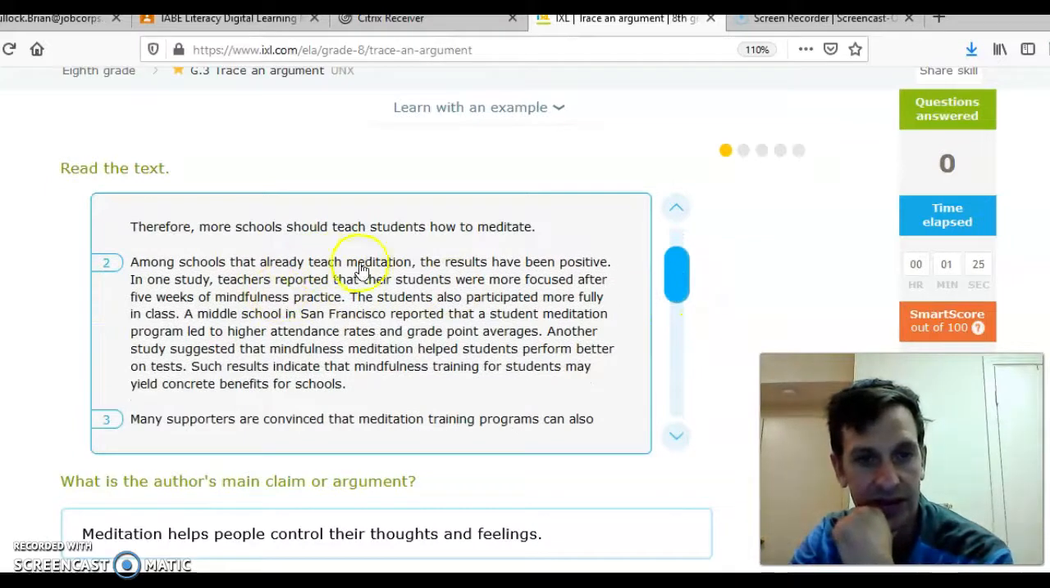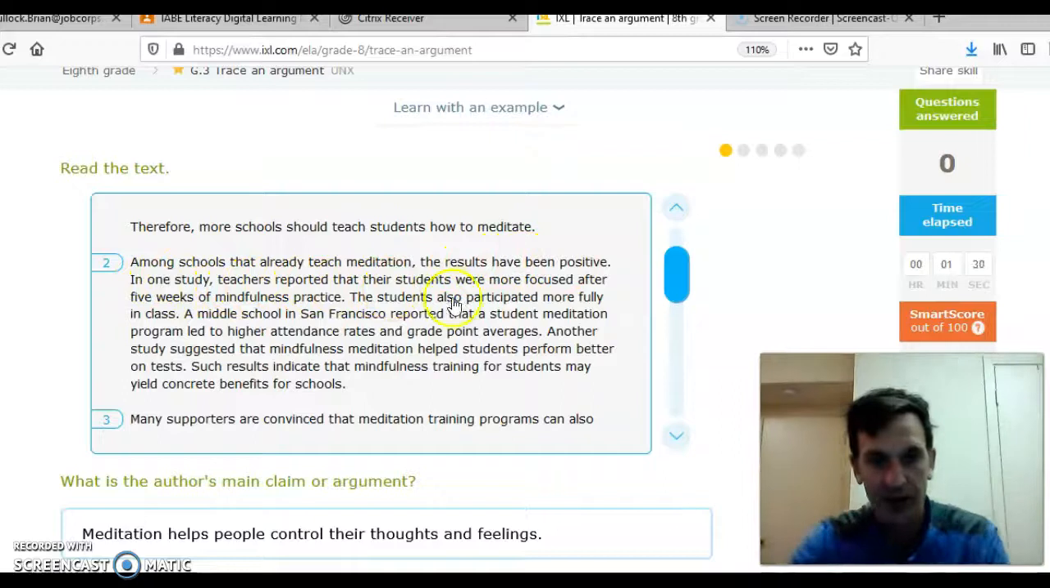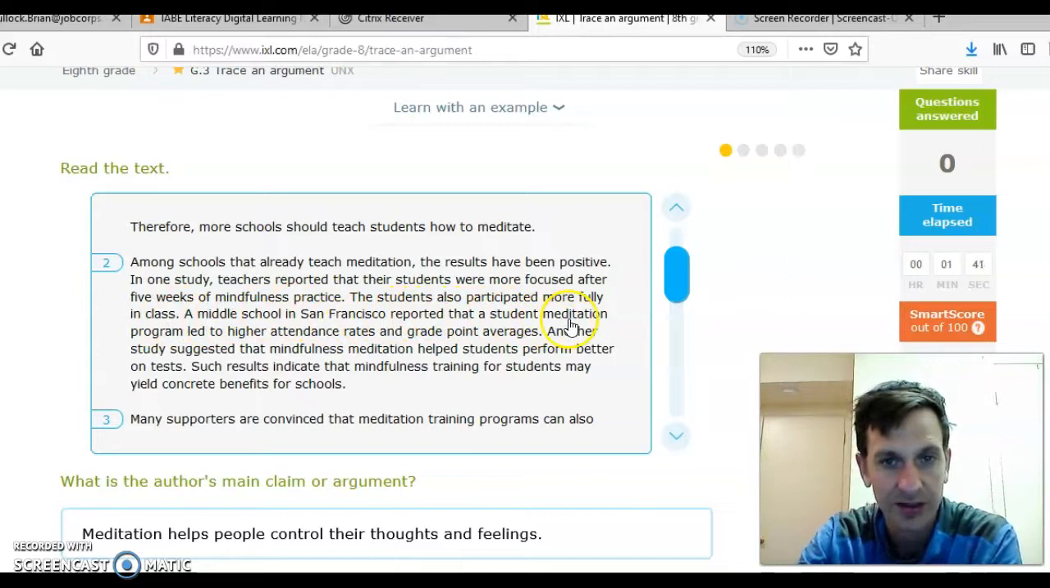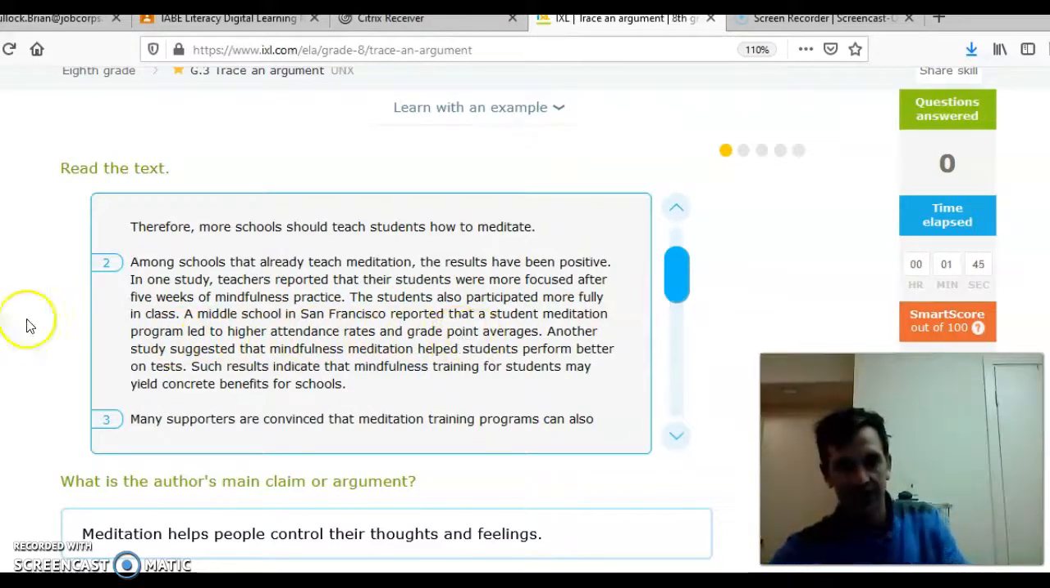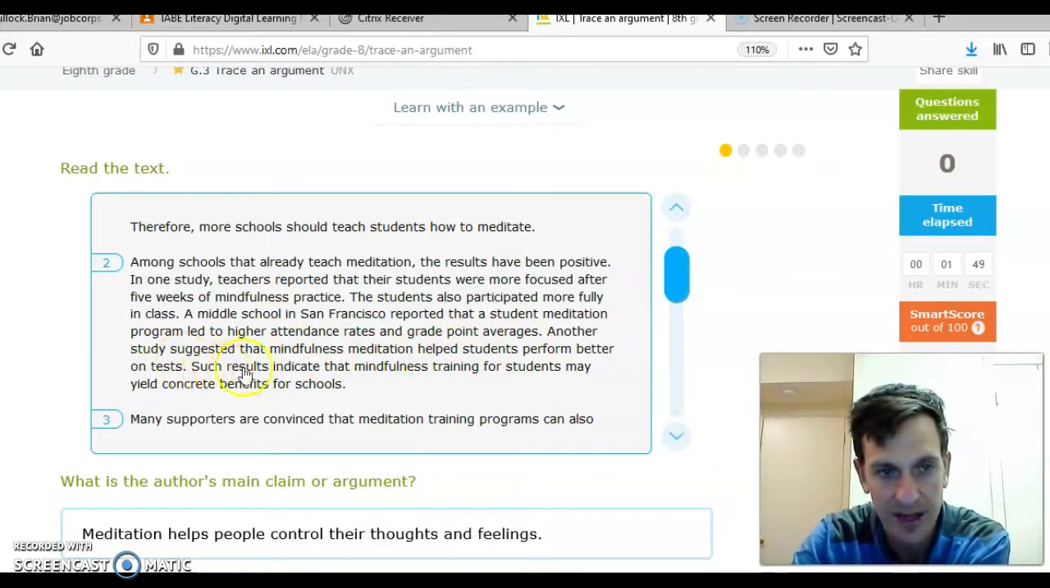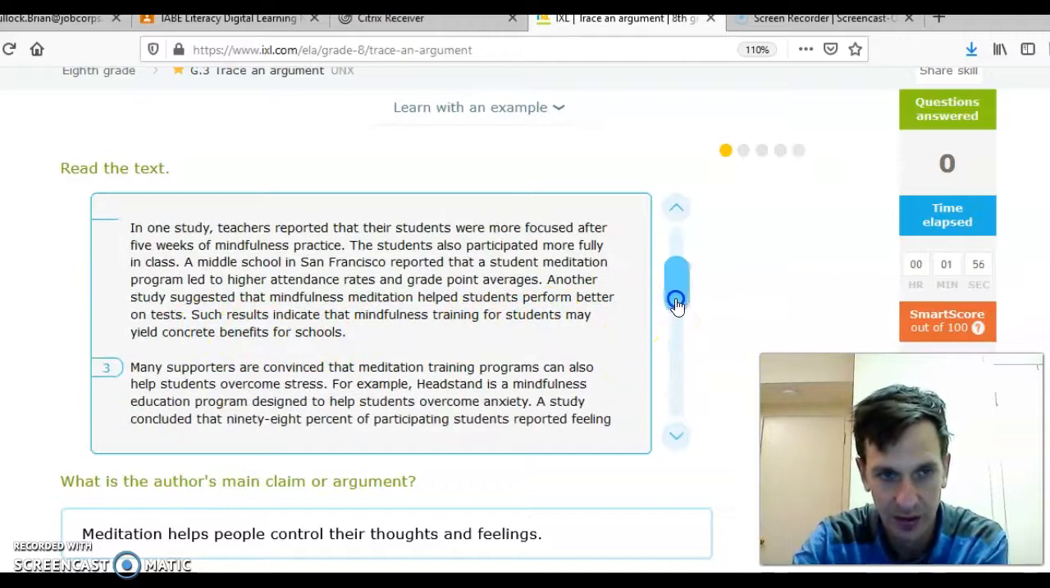Among schools that already teach meditation, results have been positive. In one study, teachers reported that students were more focused after 5 weeks of mindfulness practice. The students also participated more fully in class. A middle school in San Francisco reported that a student meditation program led to a higher attendance rate and grade point averages. Another study suggested that mindfulness meditation helps students perform better on tests. Such results indicate that mindfulness training for students may yield concrete benefits for schools.